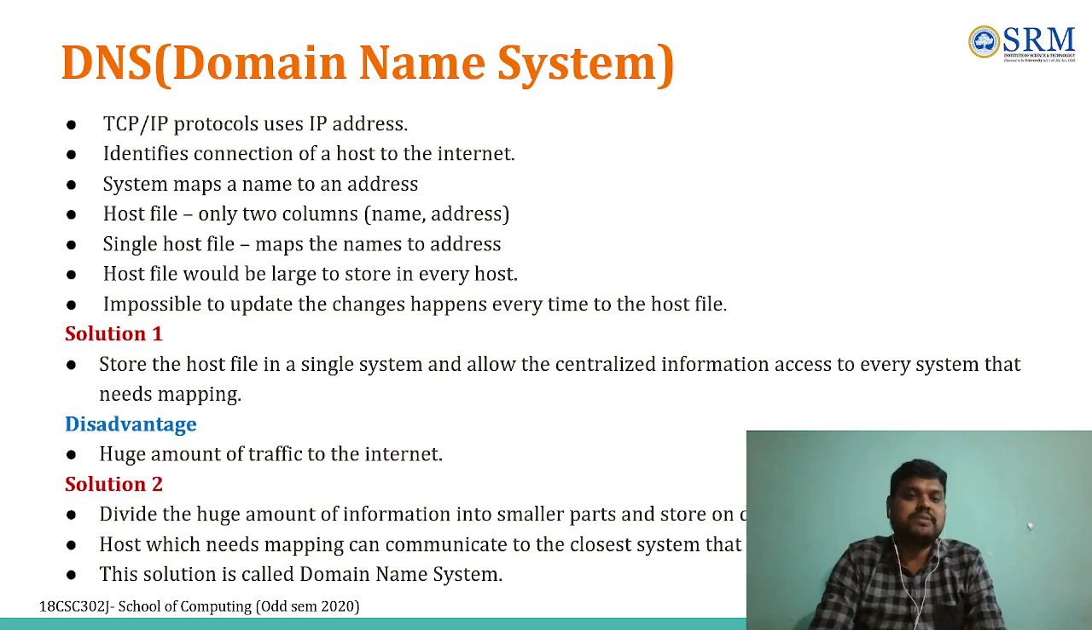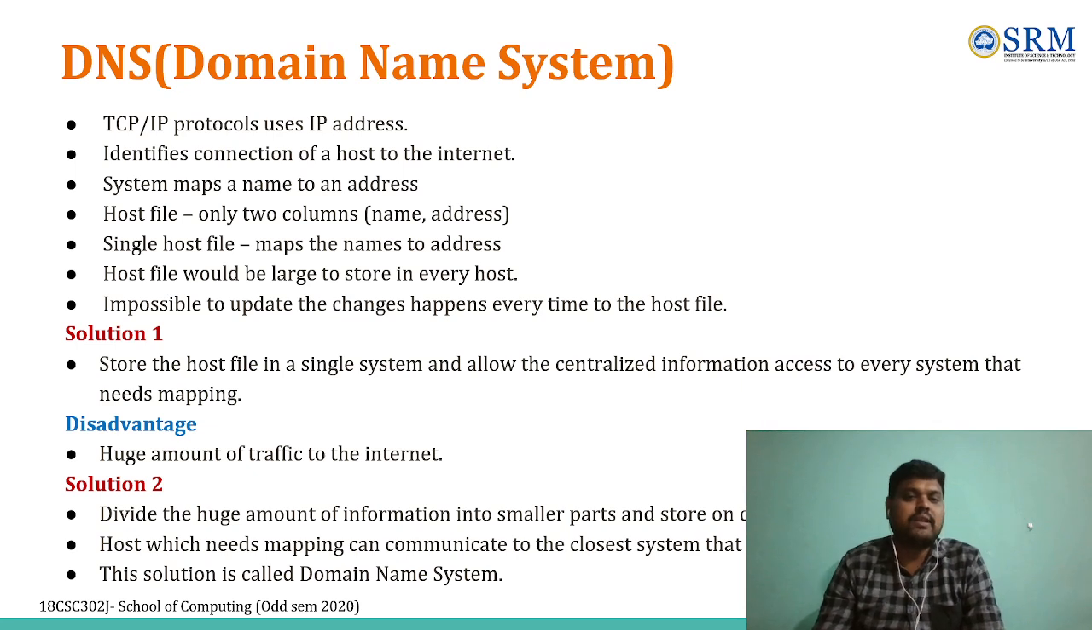The domain name system, or DNS in short, is used to map a name to an IP address. It basically consists of a table, a host file, containing names and addresses. For example, google.com is allotted to a particular IP address, for example 0.0.0.1. So a single host file maps a name to an address.